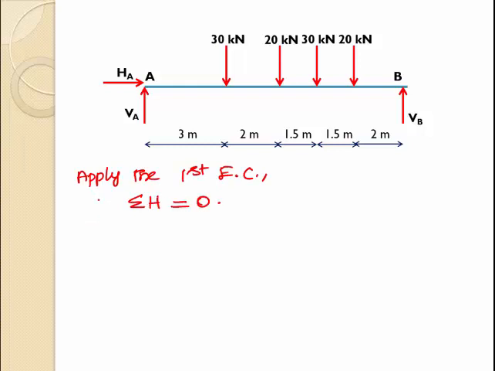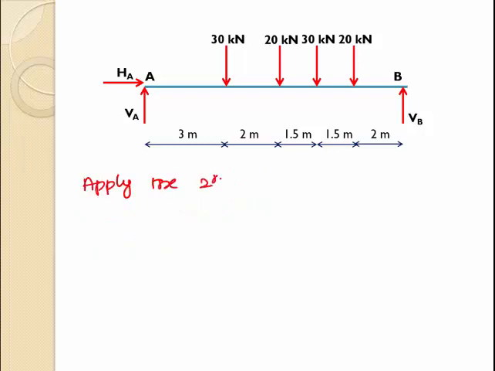So the horizontal forces, starting from the left support HA: there is no horizontal loading condition mentioned in the problem. So HA is equal to 0. Next, apply the second equilibrium condition, that is, the summation of all the vertical forces is equal to 0.